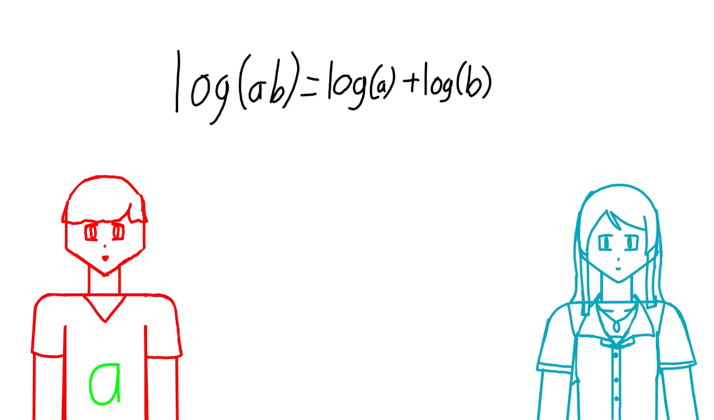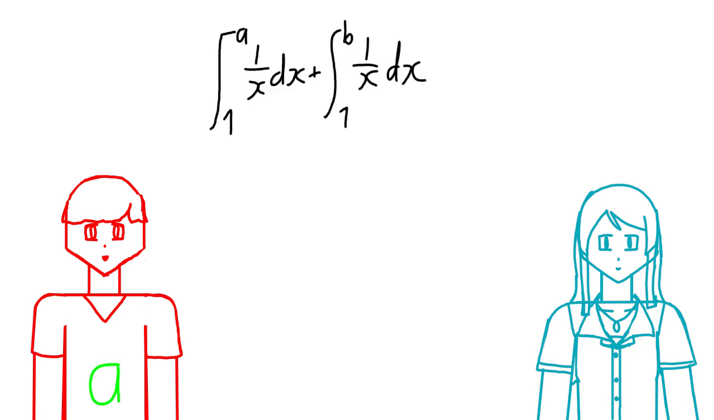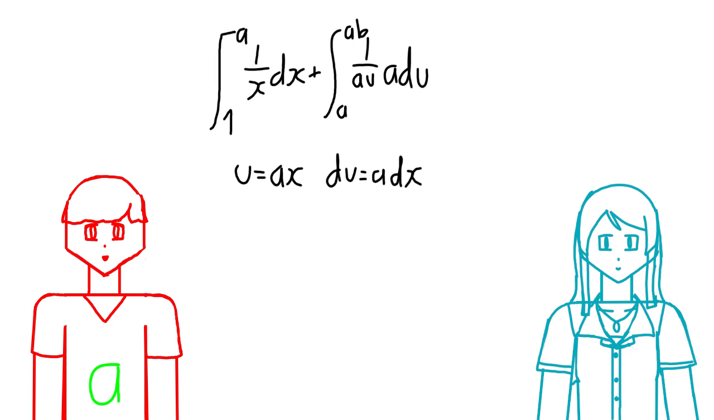So, how about we start by trying to add two of these integrals together? What we can do is a substitution on the second integral. Let u equal ax. du is equal to a dx, and the bounds become ab and a. Then we can cancel out a on the numerator and denominator.